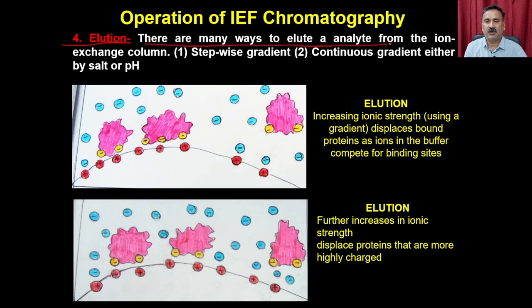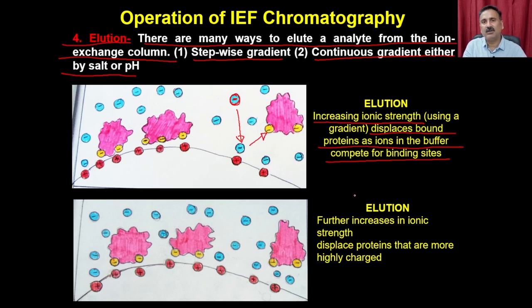There are many ways to elute the analyte from the ion exchange column. You can do the stepwise gradient, or you can do the continuous gradient by the salt or the pH. So elution can be done by increasing the ionic strength using a gradient, displacing the bound protein as ions in the buffer compete with the binding sites. You can imagine that if I supply more negatively charged ions, they are going to compete for the protein which has negative charge, and that's how it is bound to the matrix. As a result, there is competition. So these negative ions come and bind to the matrix, and the protein which is bound is going to be replaced. And that's how it is going to come out into the solution.